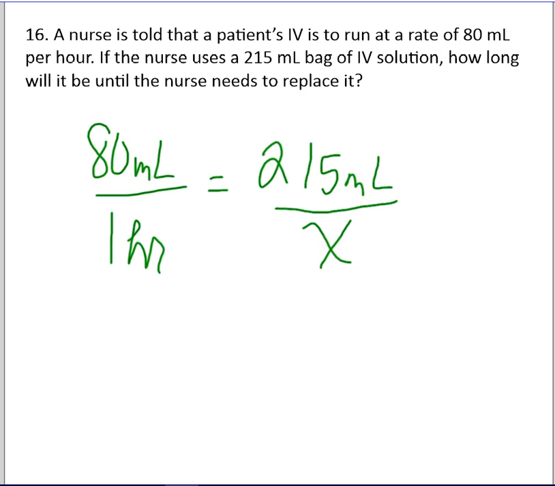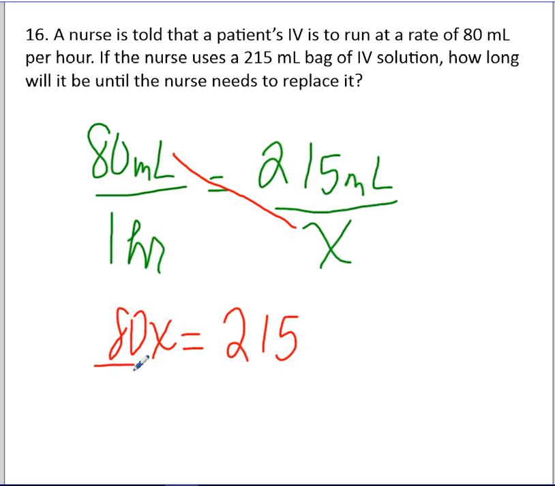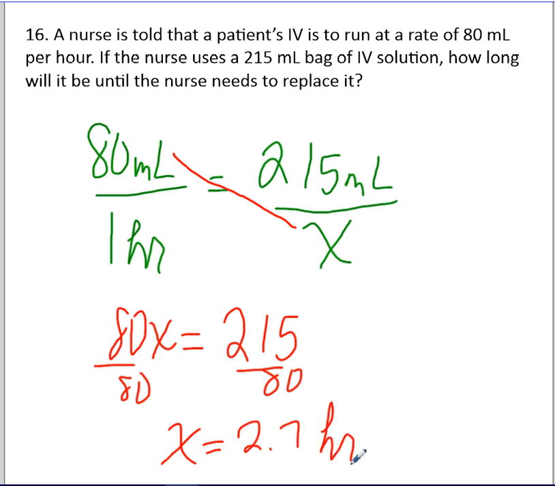So with cross multiplication, 80 goes with our x, and 1 times 215, we'll just put our 215 there. And so when we divide by 80 on both sides, we get x equals, if we round it to the nearest tenth, about 2.7 hours. Technically, it's 2.6875 hours.